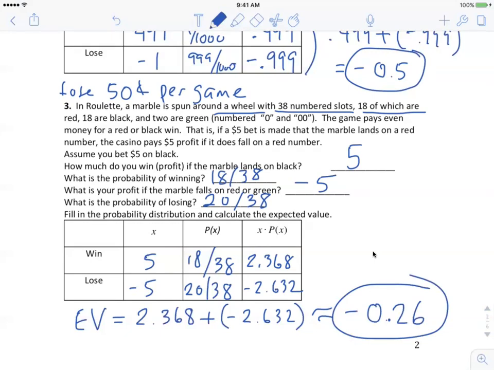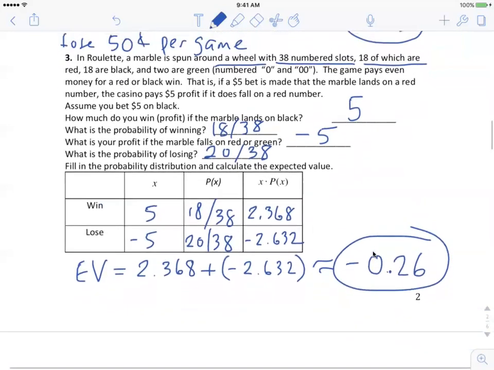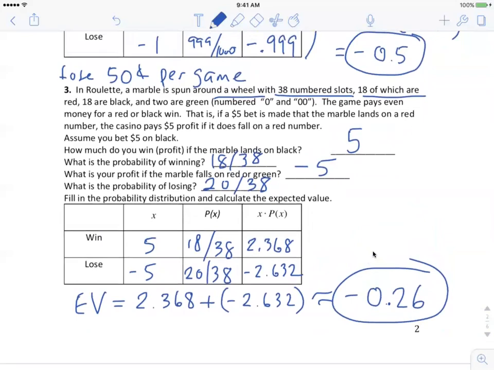Which doesn't seem like a lot, but if you play this game a lot, that builds up over the long term. Okay, so that's expected value, a useful tool for sure. If you have any questions on it, let me know. I think there's just one example in the homework. I think it is roulette that you'll have to work through. So give it a go. If you have questions on it, let me know.